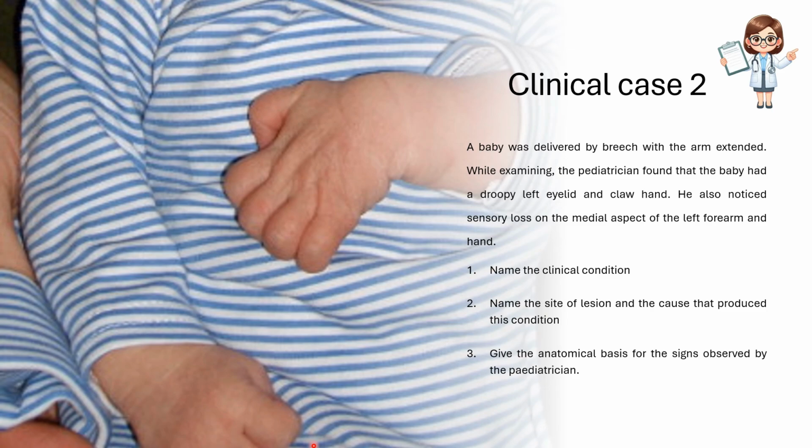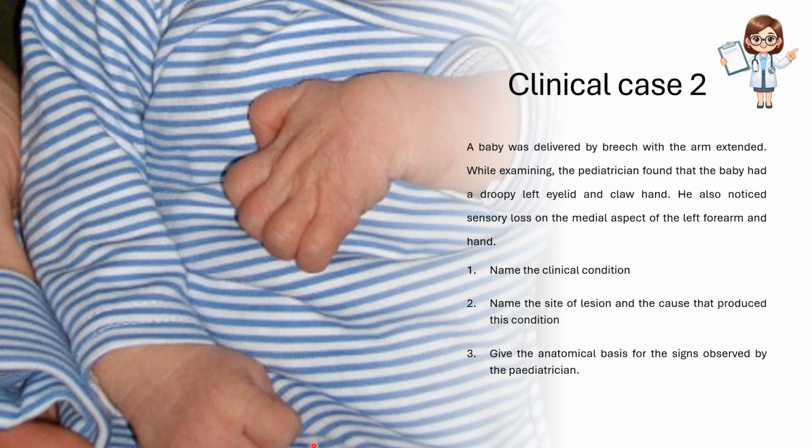Now let's take a look at the second clinical case. Here the baby was delivered by breech with the arm extended. While examining, the pediatrician found that the baby had a droopy left eyelid and claw hand. He also noticed sensory loss on the medial aspect of the left forearm and hand. So name the clinical condition, name the site of lesion and the cause that produced this condition.